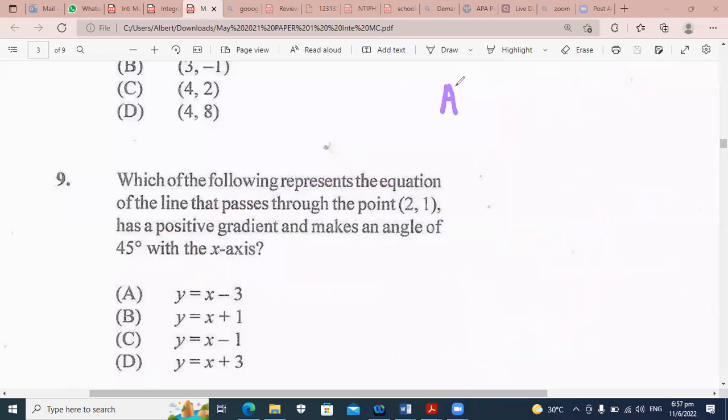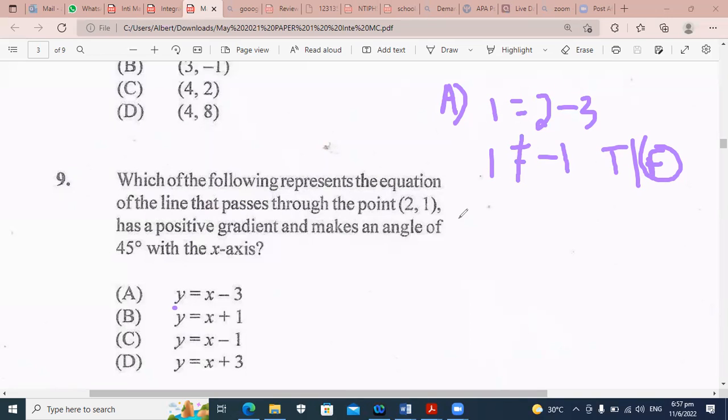Let me work out A for you. We have y is 1, equal to x, which is 2, subtract 3. So we have 1 equal to -1. Is that statement true or false? False, sir. False, because 1 does not equal -1. So A can't be the answer. So you determine which one is the answer.